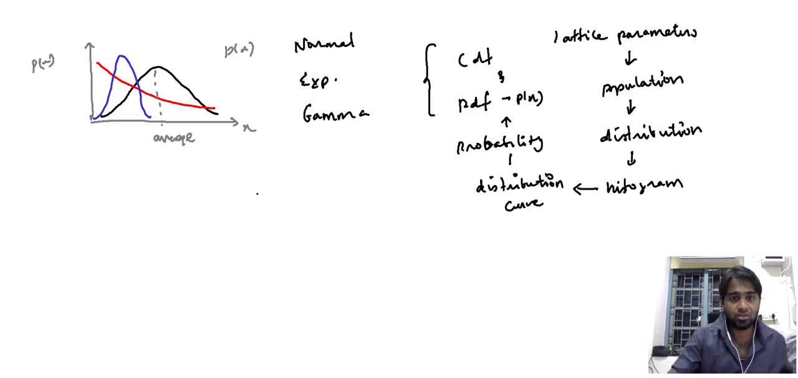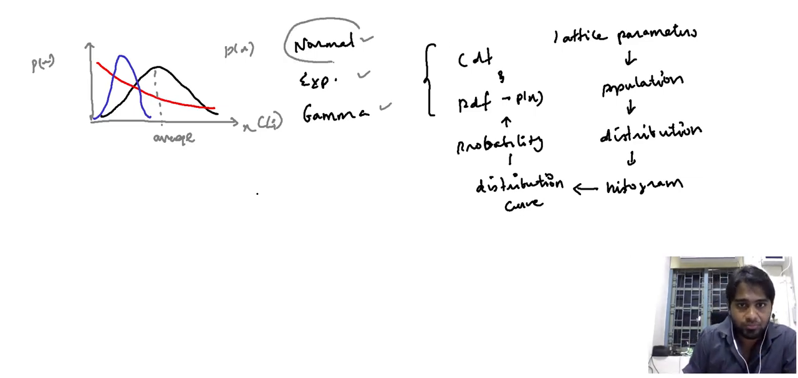If you consider, in our case, this x here is the lattice parameter of the different alloys that we have considered. Now what we have essentially seen is that we have developed separate probability density functions for all these three different distributions.